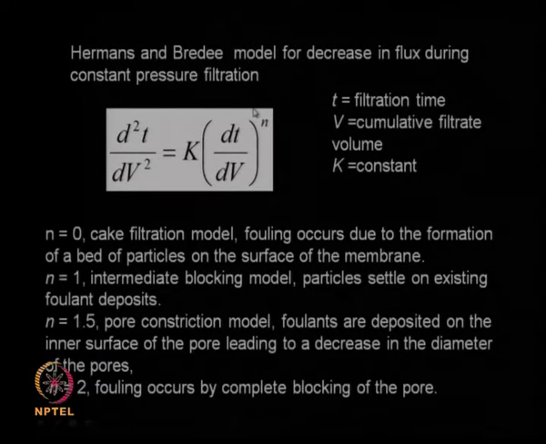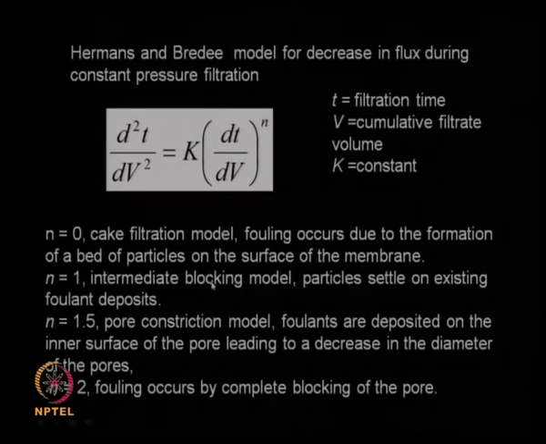Now n can take different numbers depending upon the type of assumption or the type of model which we have in mind. So if it is a cake filtration model, that means fouling occurs due to the formation of a bed of particles on the surface of the membrane, then n is considered as 0. If n is 0, then d squared t by dV squared is equal to a constant, K.